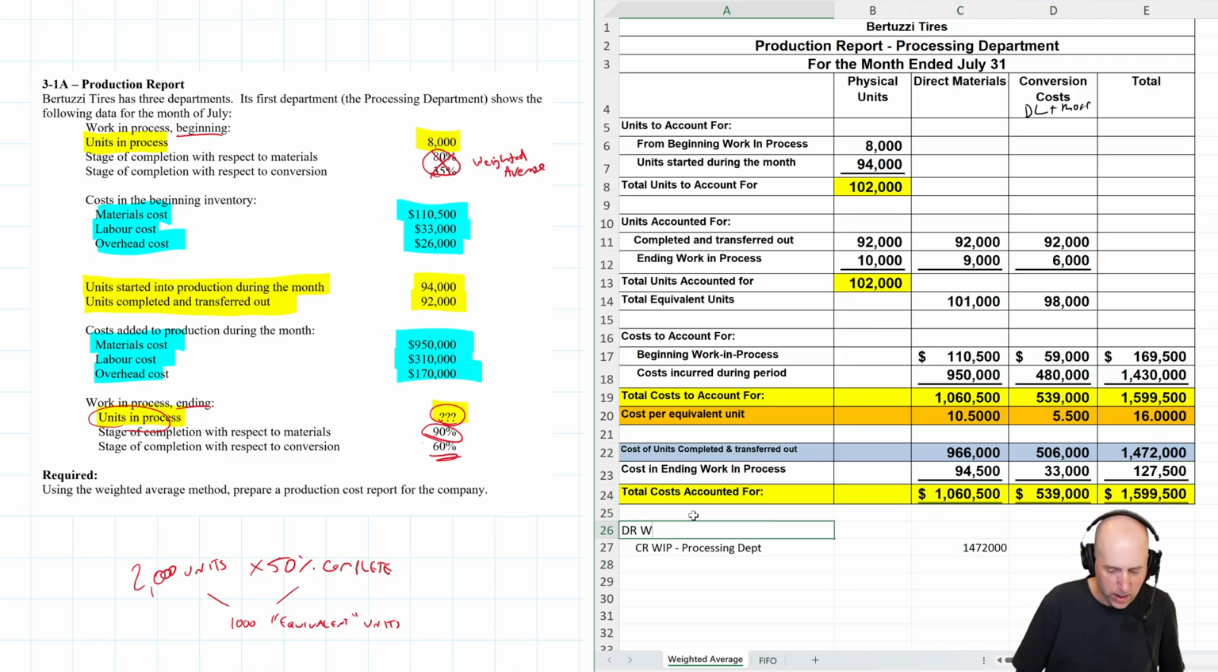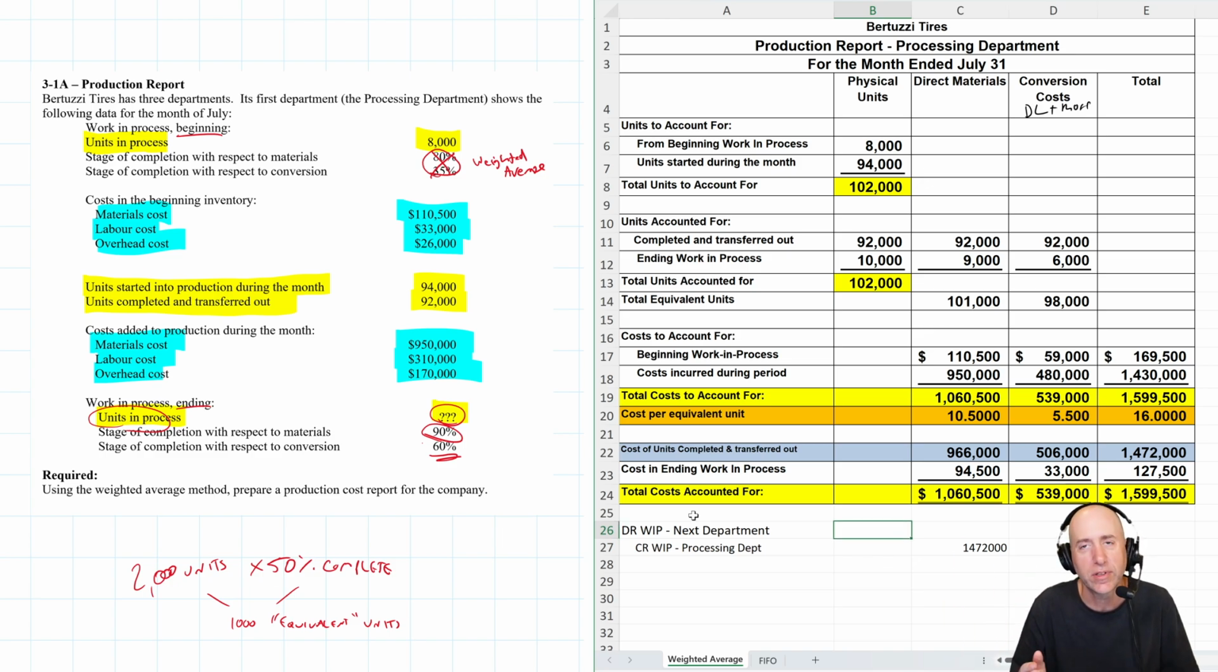And we debit WIP inventory for the next department. Whatever the next department is, is it the packaging department? Often the question will tell you, oh, it goes from this department to that one to that one. Well, whatever the next department is, what was our WIP and we finished it becomes the WIP of the next department. So we debit WIP for the next department. So sometimes you will be asked for that journal entry. There are some other quirky journal entries you might be asked, but that's by far the most common.